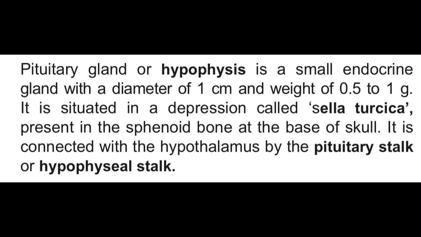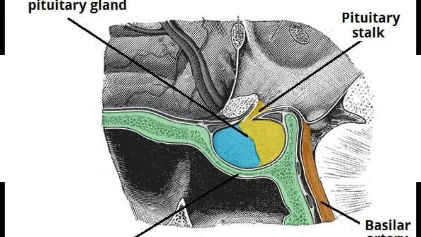One, it's also called the hypophyseal gland. Two, it is located in the sella turcica of the sphenoid bone. Three, it is a small endocrine gland with a diameter of 1 centimeter and a weight of about 0.5 to about 1 gram. Note this, I'm giving you all this important stuff. It is connected with the hypothalamus by a pituitary stalk, or hypophyseal stalk.